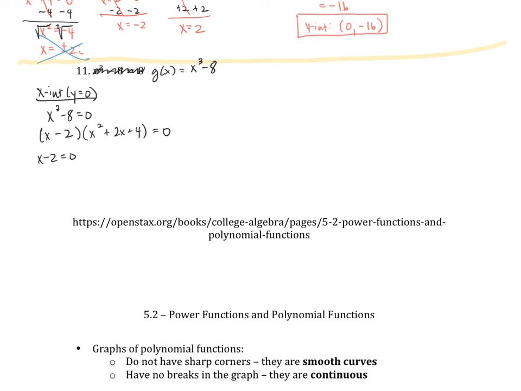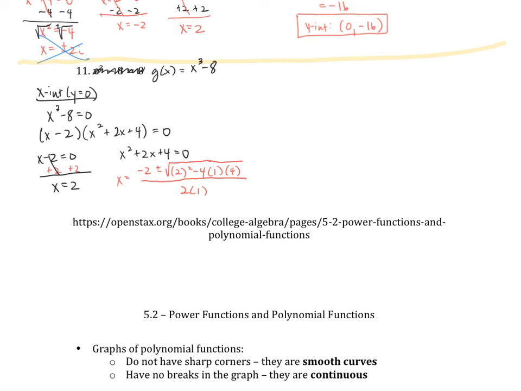So x minus 2 equals 0. Add 2 to both sides. You get x equals 2. So that is one intercept. And then the other one is x squared plus 2x plus 4 equals 0. That is not going to be factorable. Whenever you do a difference or sum of cubes, the trinomial part, the second factor, is not factorable. So if we want to try to find that, we can use the quadratic formula. So that'll be x equals the opposite of b plus or minus the square root of b squared minus 4ac all over 2a.